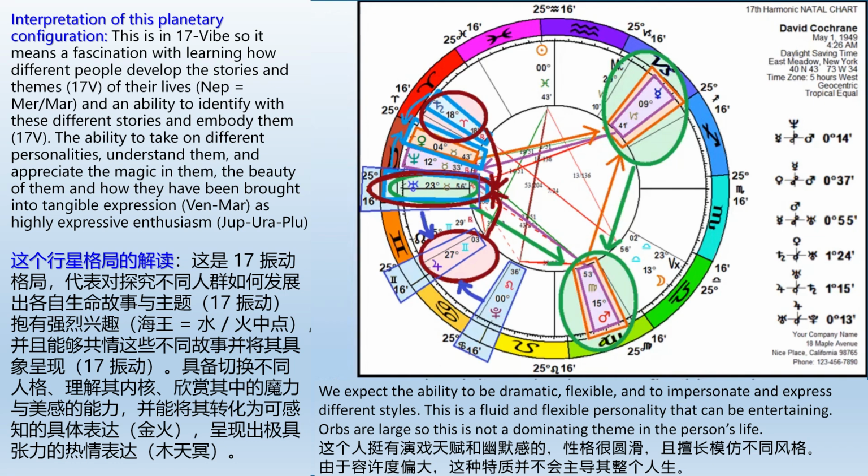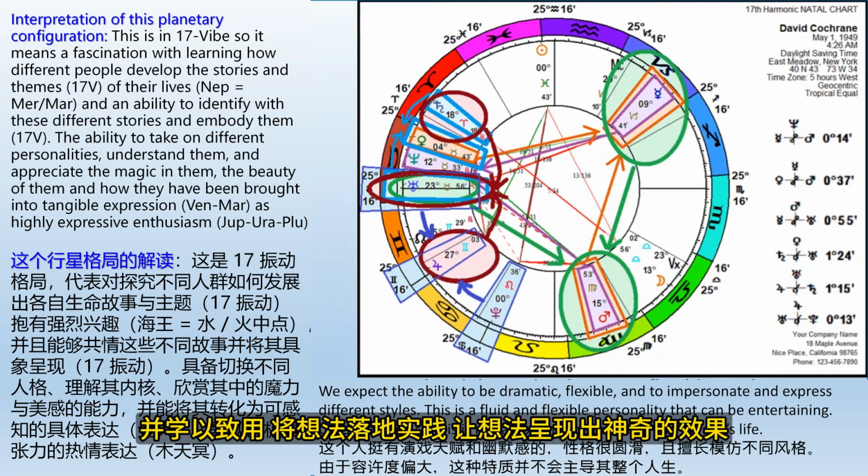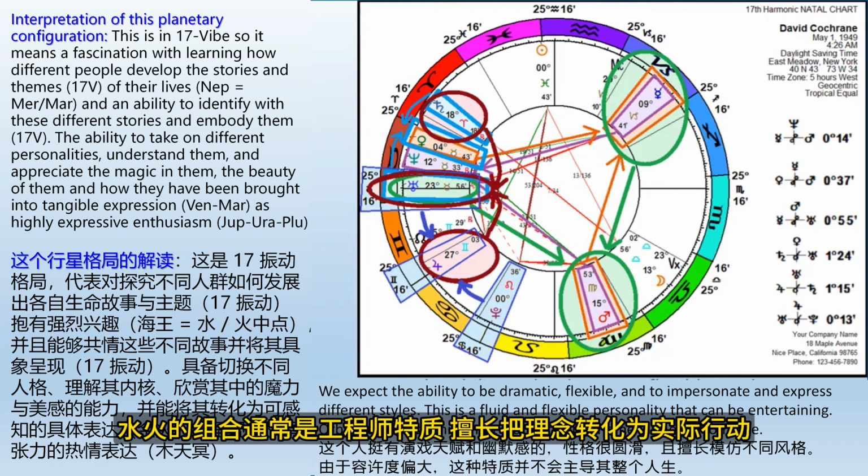So what we get here, we could put this together. Mercury, Mars means a desire to understand clearly and apply the ideas. Do something with your ideas. To do something with your ideas, that feels like magic. Mercury, Mars, I often call the engineer.